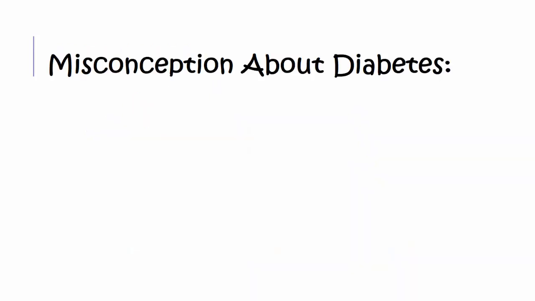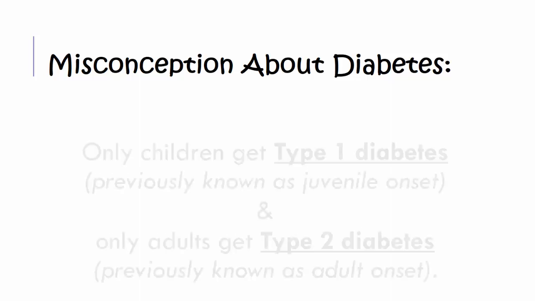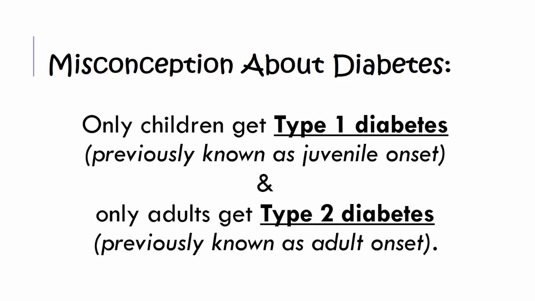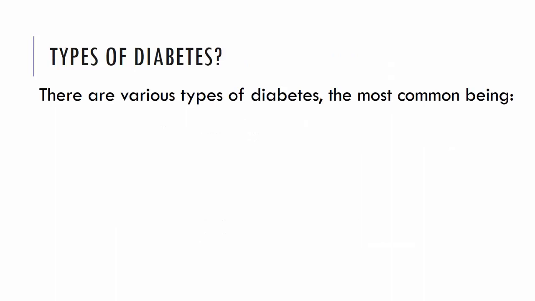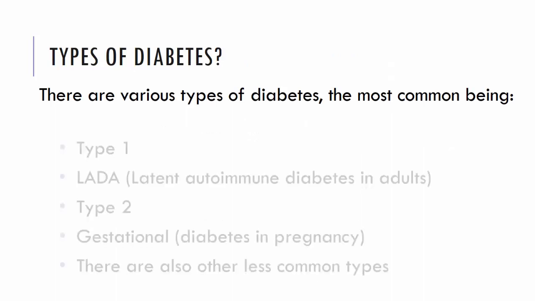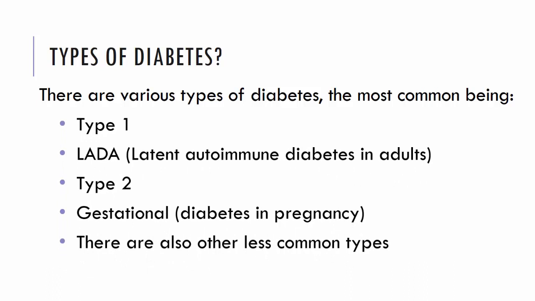Let's next take a look at the first misconception about diabetes. That only children get type 1 diabetes, previously known as juvenile onset, and that only adults get type 2 diabetes, previously known as adult onset. This is not true. There are various types of diabetes, the most common types being type 1 diabetes, LADA or latent autoimmune diabetes in adults, type 2 diabetes, gestational, which is diabetes during pregnancy, and then there are also less common types.